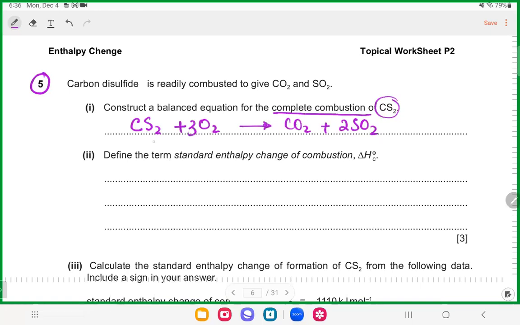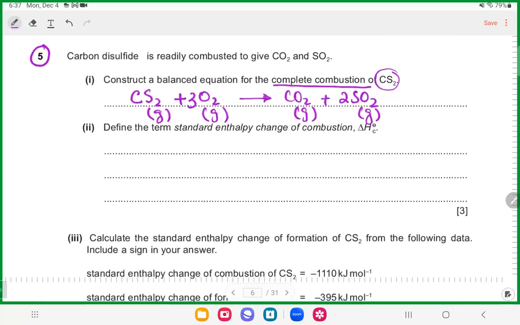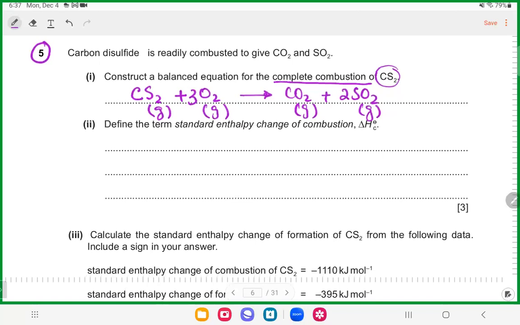Clear? They don't need a state symbol. लेकिन अगर चाह रहे हैं तो you can write this one as a gas as well. Gas, gas. ठीक है? अगर स्टेट सिंबल नहीं पूछे और आप दे भी रहे हैं और वो गलत भी हो जाते हैं, तो it doesn't matter, but when they ask about the state symbol, make sure that you write the correct state symbol.